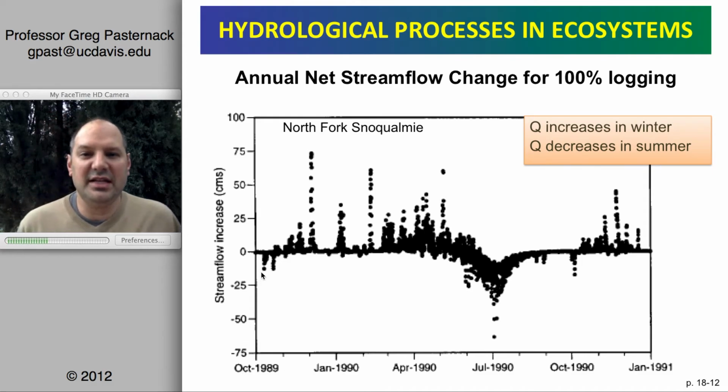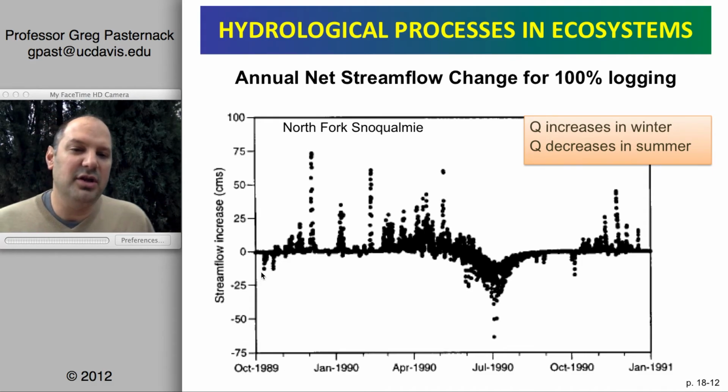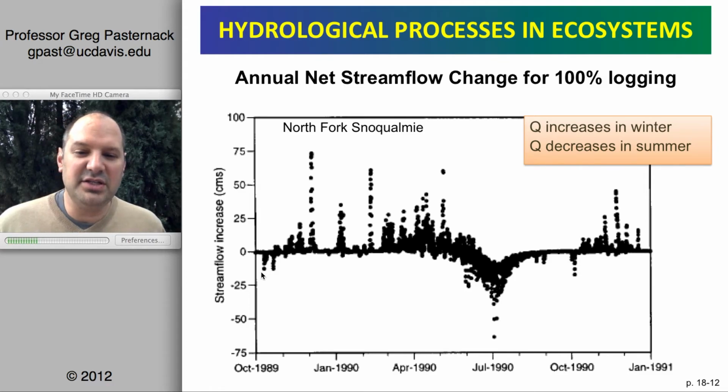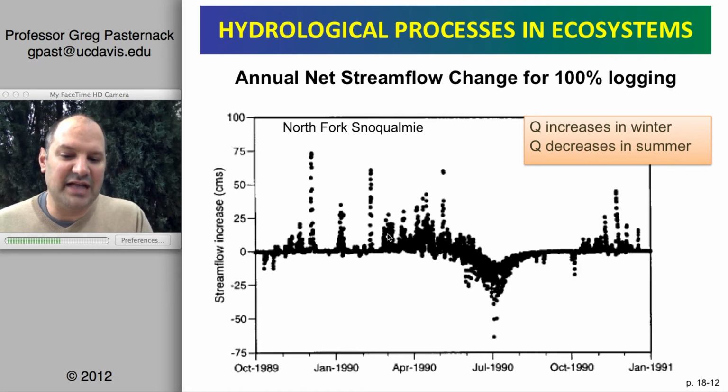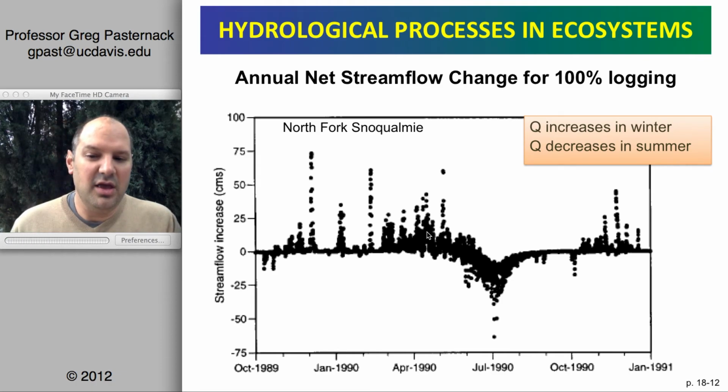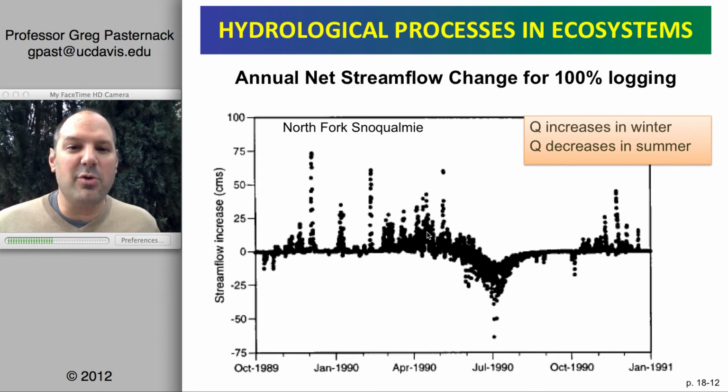And what you can see is that it's not that deforestation is uniformly increasing snowmelt and streamflow. It's that during the periods when there's lots of snow, which is during the winter and especially in the early spring, you get a lot more streamflow associated with that snowmelt. But once the snow is gone, then now you have an absence.